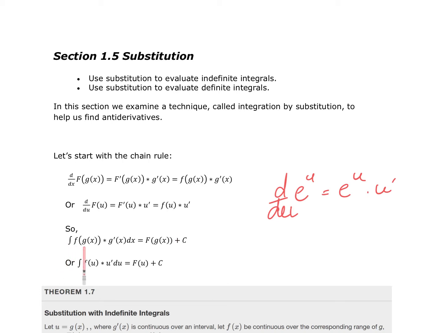So when we integrate this, when we undo what we just did, then we know that when we integrate lowercase f of g of x multiplied by g prime of x dx, it will give us the antiderivative of that composition of functions plus C.